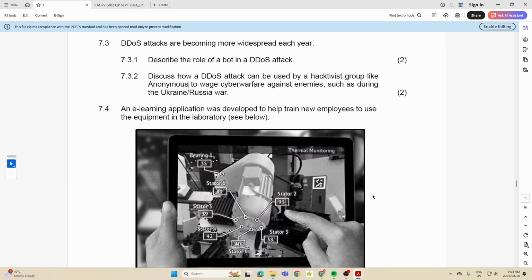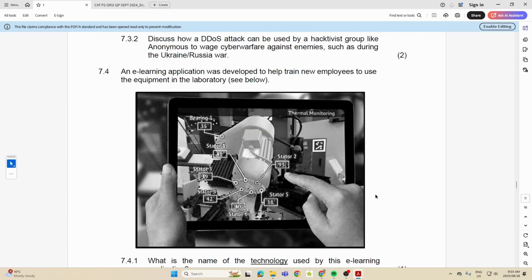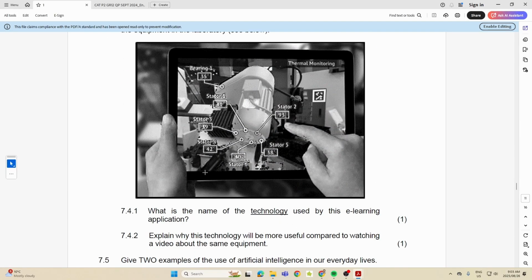Okay. An e-learning application was developed to help train new employees to use the equipment in a laboratory. And there we can see that. What's the name of the technology used in this e-learning application?